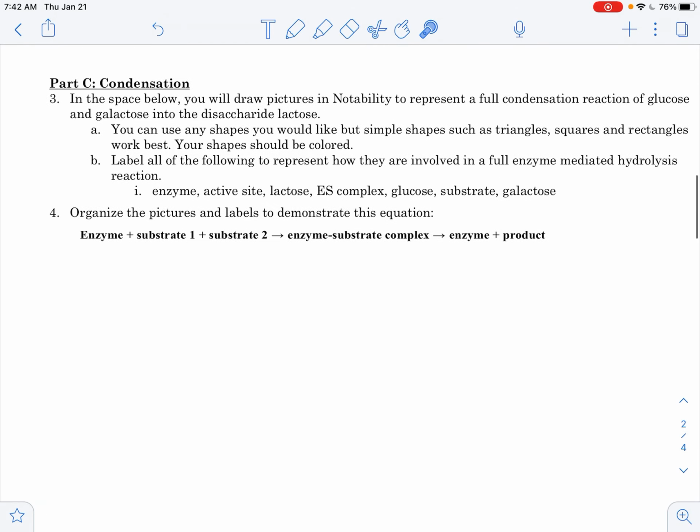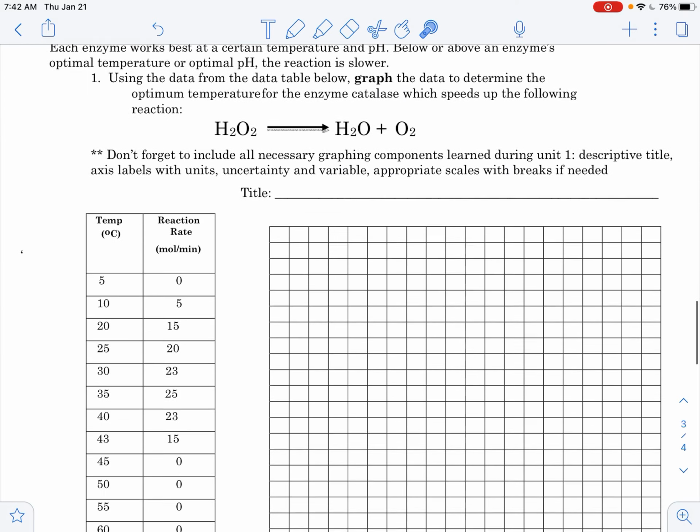And then you're going to do the same thing, create an enzyme shape and substrate shapes that fit for a condensation. But remember, a condensation reaction is putting molecules together. So you're going to have two substrates, shapes that have to fit in your enzyme. Okay, so you're going to have an enzyme shape, and then you're going to draw two shapes for substrate 1 and substrate 2, show how they fit in the active site, and then show how they go together. You're just drawing shapes, okay? And then you're going to do a graph here.